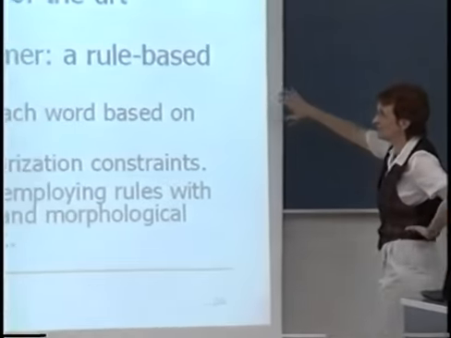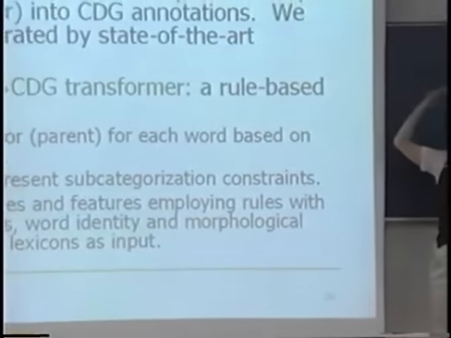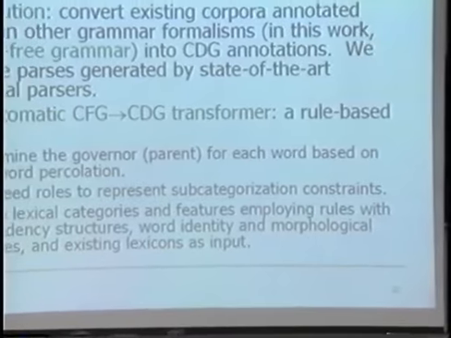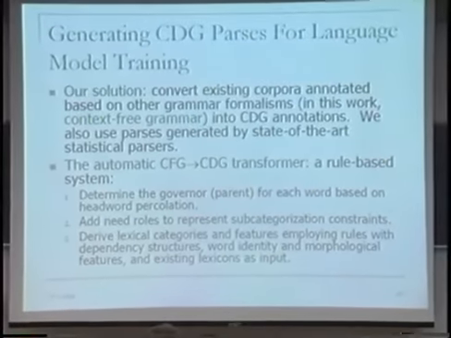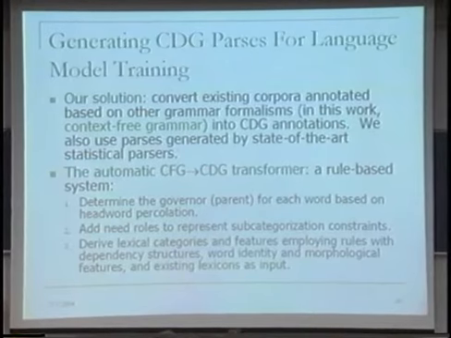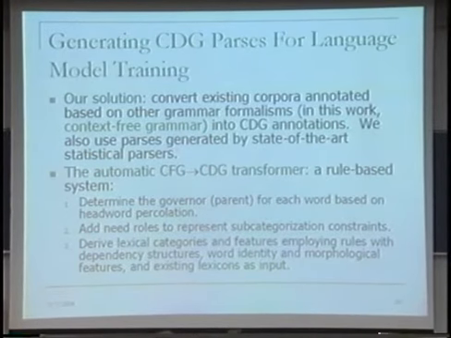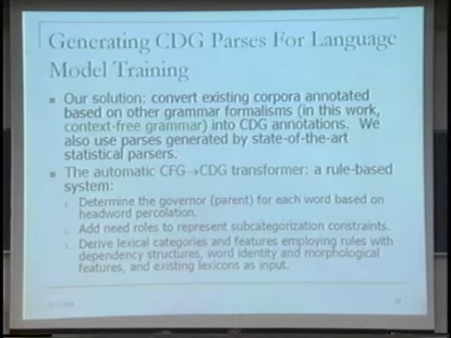So the CFG to CDG transformer is essentially a rule-based system, right? I suppose this is where rule-based comes together with statistical models, because we certainly don't have a CDG statistical model until we have CDG parses. We use the typical headword percolation that Fred's talked about. I don't remember who came up with it. Ezra Black. It was Black.